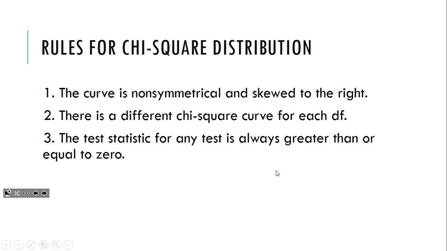So the rules for the chi-square is it's a non-symmetrical and skewed to the right curve. So it has a little extra tail on the right-hand side. There's a different chi-square curve for each degrees of freedom. And the test statistic is always greater than or equal to 0.